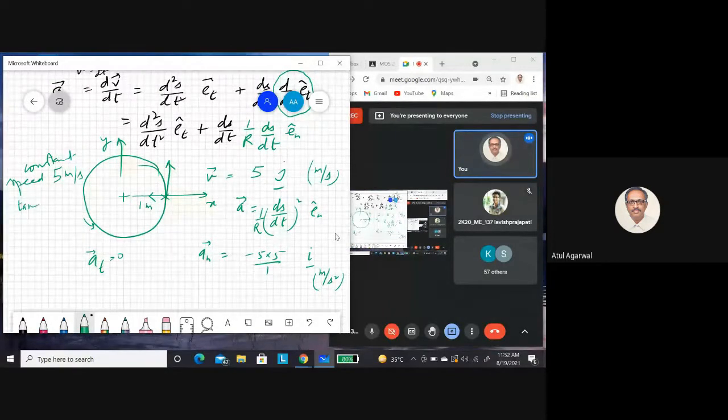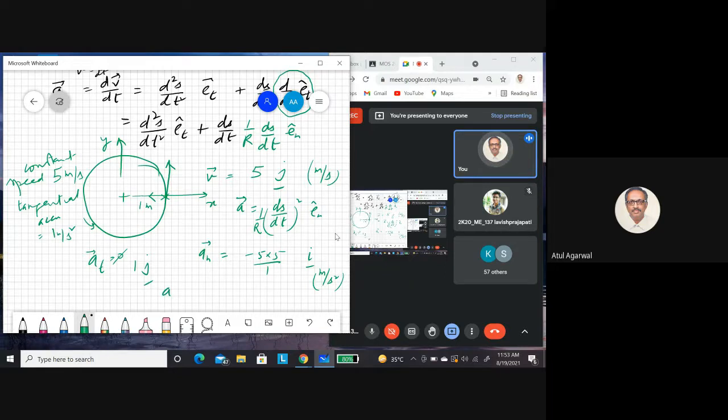Tangential acceleration, suppose it was 1 meter per second square. Its speed is increasing at the rate of 1 meter per second square. So then tangential acceleration becomes 1. And what is the direction? Direction is in the direction of Et. So it is 1 j.